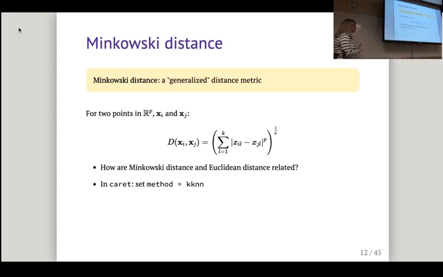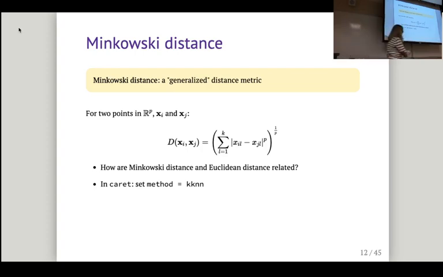So Minkowski distance and Euclidean distance: Euclidean distance is Minkowski with p equals 2. So they are exactly related in that way. Minkowski distance is a bit more generalized because we can set that p parameter to be any positive value.